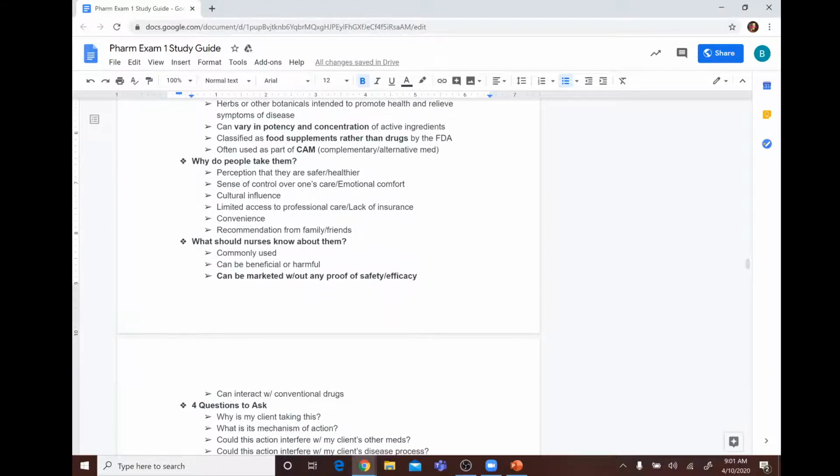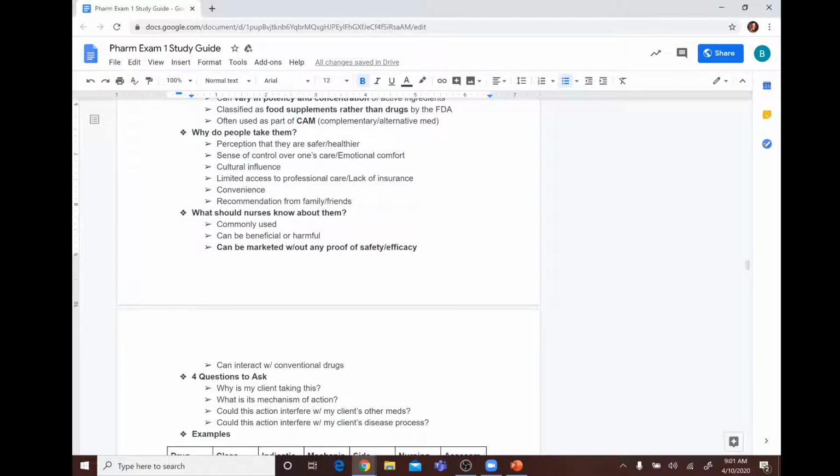Why do people take herbal therapies? Perception that they are safer and healthier, sense of control, cultural influence, limited access to professional care or insurance, convenience, and recommended by family and friends.